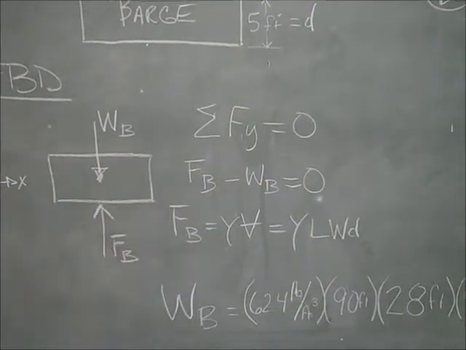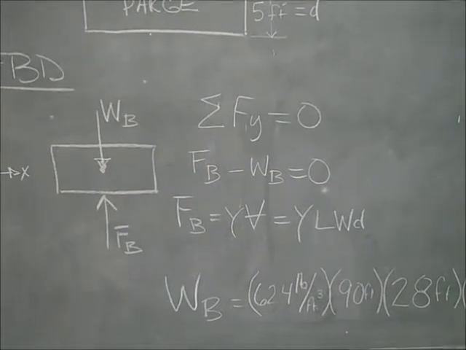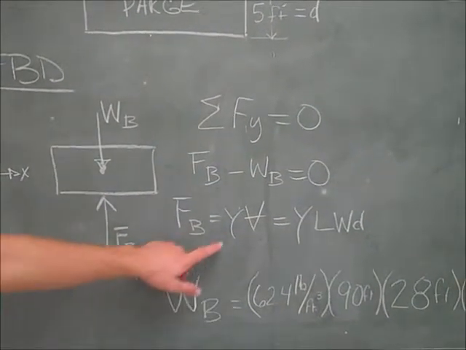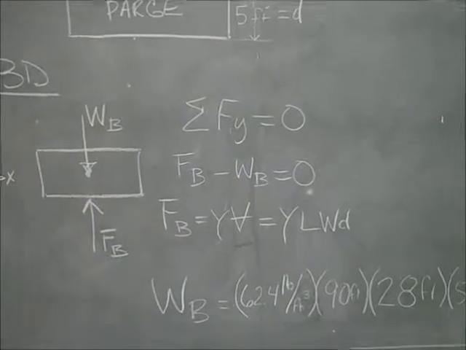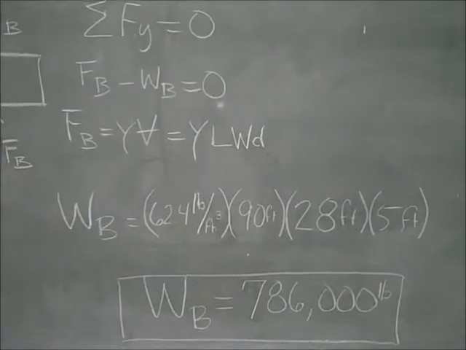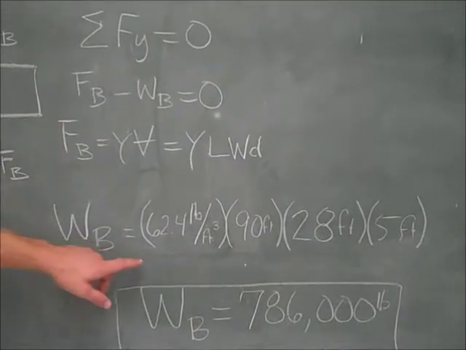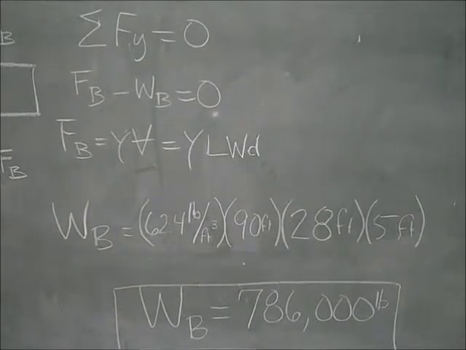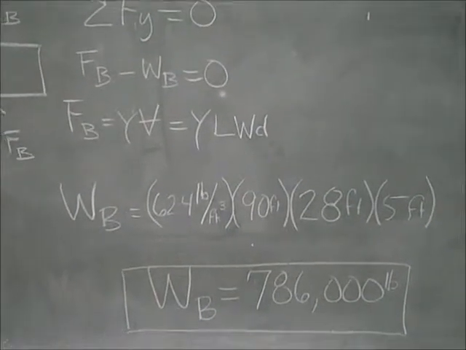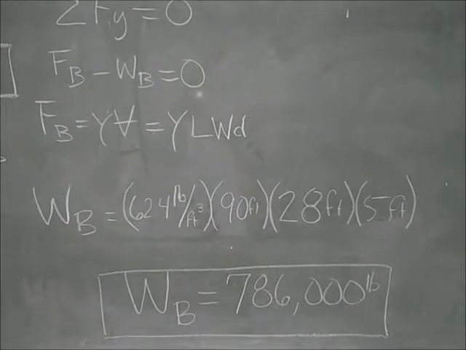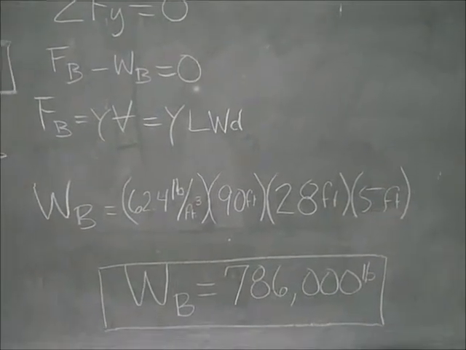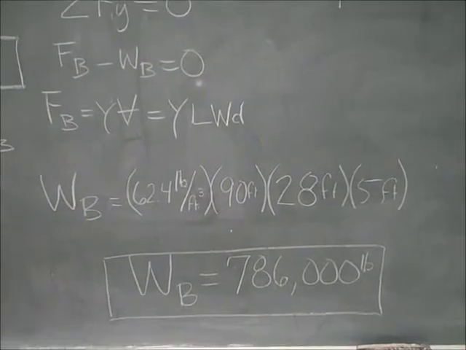And so the buoyant force is equal to gamma times the volume of the submerged barge. And if you go down here, we show that the weight of the barge is equal to 62.4 pounds per cubic foot times 90 feet times 28 feet times 5 feet. And we got the weight of the barge to be 786,000 pounds.